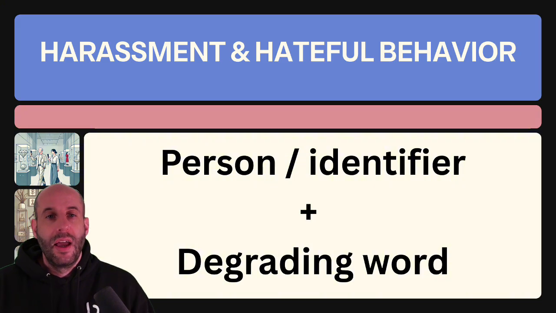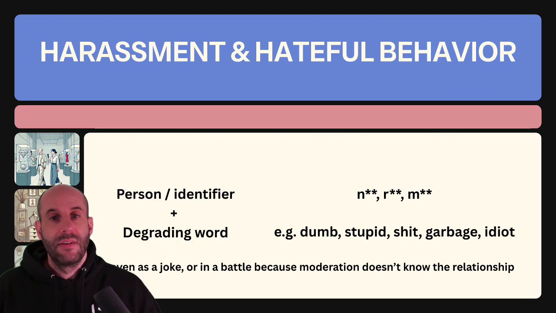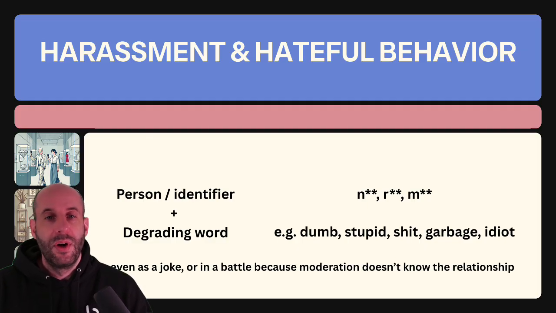First up, harassment and hateful behavior. Anything with a person or an identifier plus a degrading word is going to be a violation. So keywords, the N word, the R word, the M word in reference to smaller people, and then simpler degrading words which once were fine on TikTok Live, like dumb and stupid and shit or garbage or idiot. Even as a joke, be very, very mindful, particularly in battling, because moderation doesn't know the relationship between the people and doesn't know if it's a joke.